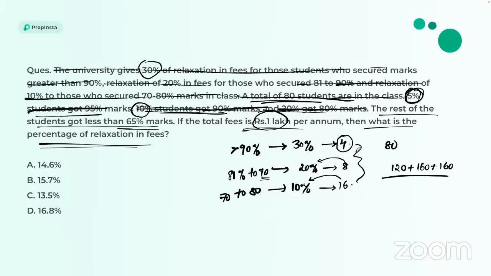16 plus 4, 20, so 28 people. So 160, 320, 320 plus 120 is 440, 440 by 28. So 28 is a 4 multiple, 110 by 7. 110 by 7 is nothing but 15.71 something. So this is how you need to solve the problems. I hope everyone understands.